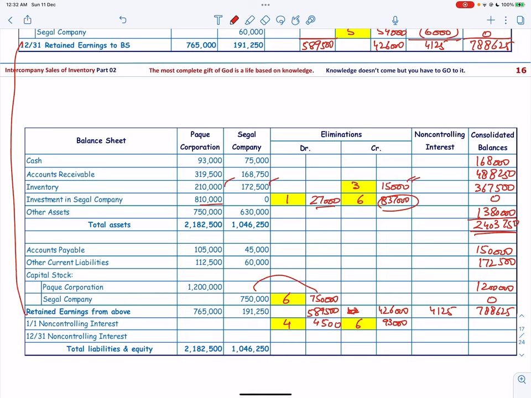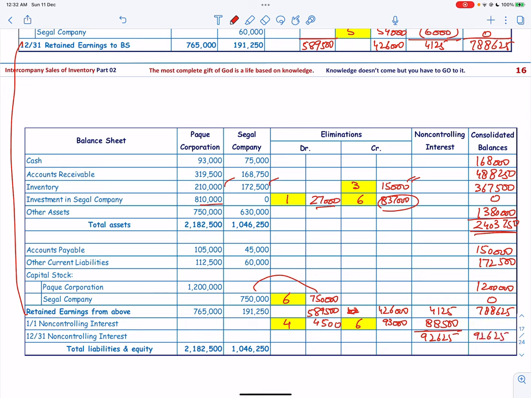Then we go for the non-controlling interest, and you can see that we have 4,500 that is debit, and there is a credit of 93. So this will be 93 minus 4 because this is an equity account. So that is 88,500. So 88,500 plus 4,125, that is 92,625.